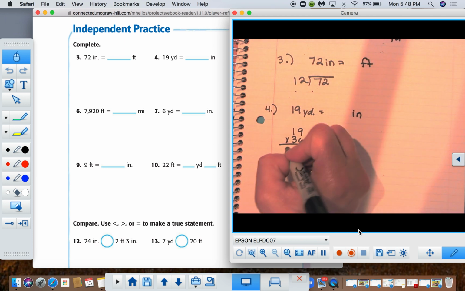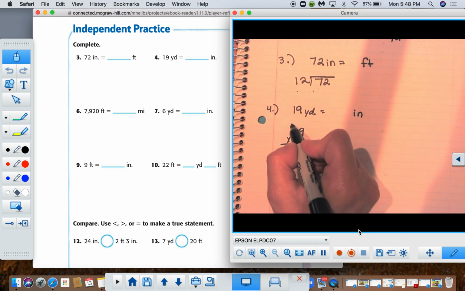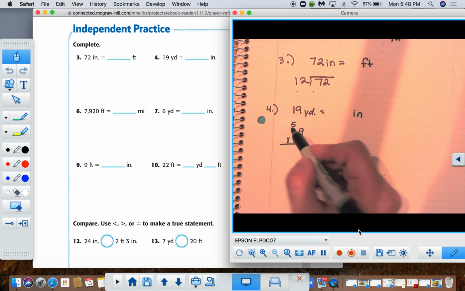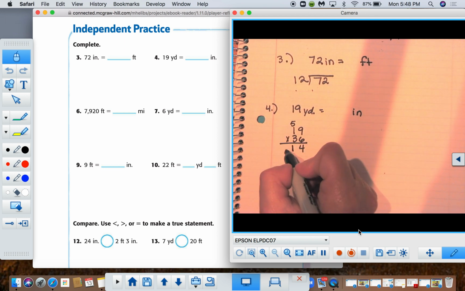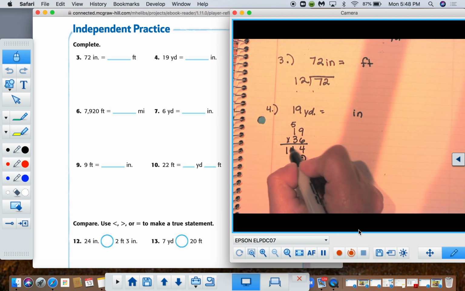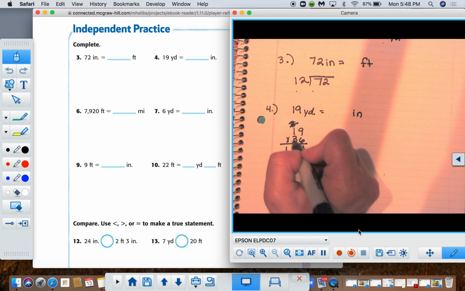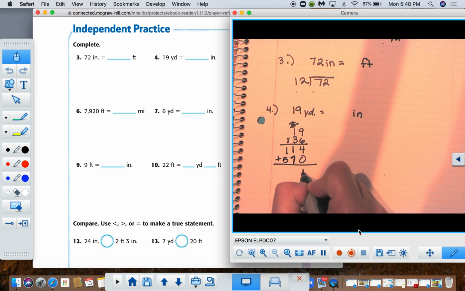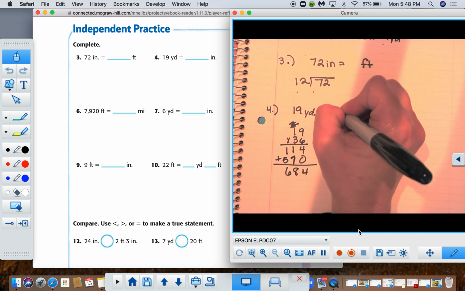Okay. 9 times 6 is 54. 6 times 1 is 6, plus 5. 3 times 9 is 27. 3, 4, 5. 4 plus 0 is 4. 7 plus 1 is 8. 5 plus 1 is 6. So we have 684 inches.